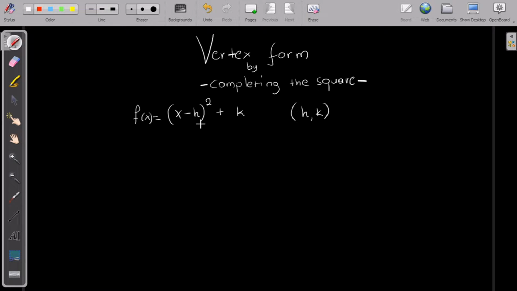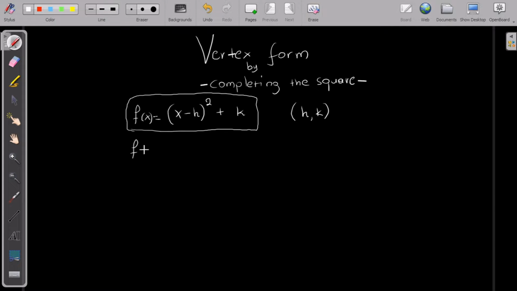Hello, in this topic we will see the vertex form by completing the square. The formula of the vertex form is this one. f(x) should be a(x minus h) to the power of 2 plus k, and the vertex will be h, comma k. Be careful, it should be minus h, so as to be h, comma k.